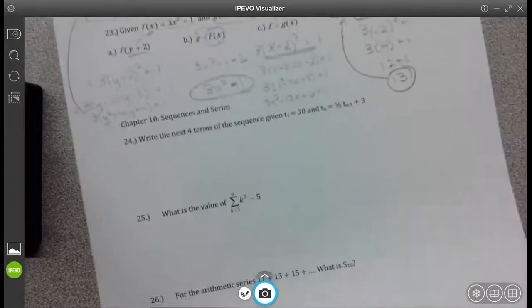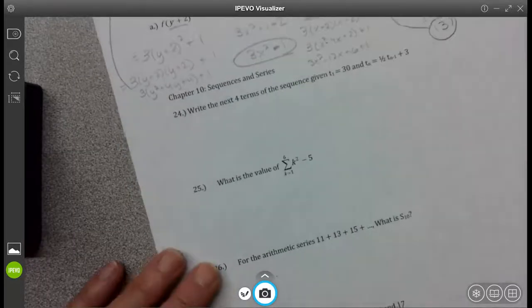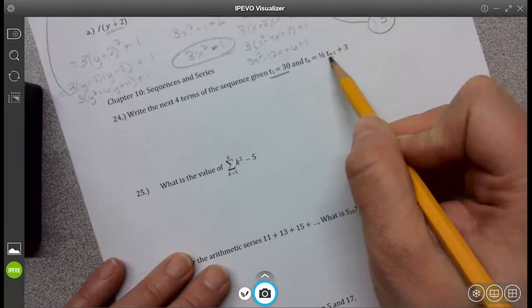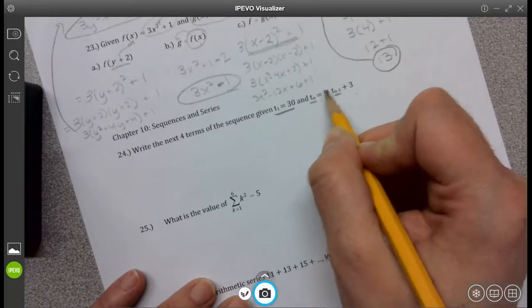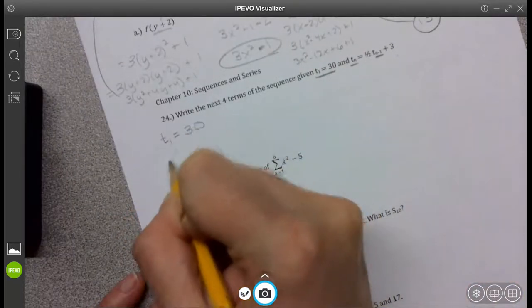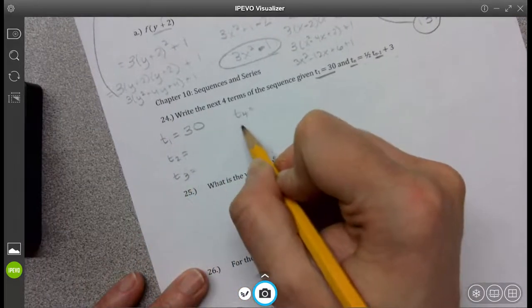Okay, now let's go back to sequences and series. So it's pretty big here because normally when I give the test, this is the review packet for the test as well. It says, write the next 4 terms of a sequence. So it tells you your first term is 30. And every time you're going to take the previous term, multiply it by half, and add 3. So at whatever nth term we're finding, we're taking the n minus 1 term. So if I'm finding term 1, we know it's 30. They want you to find term 2, term 3, term 4, and term 5. Those are the next 4 terms.